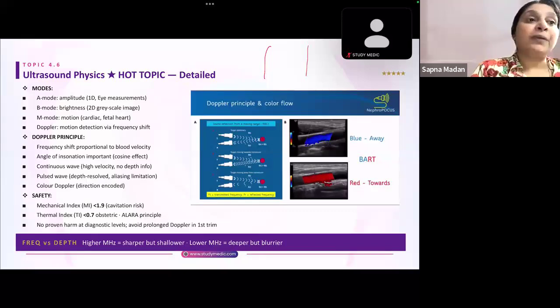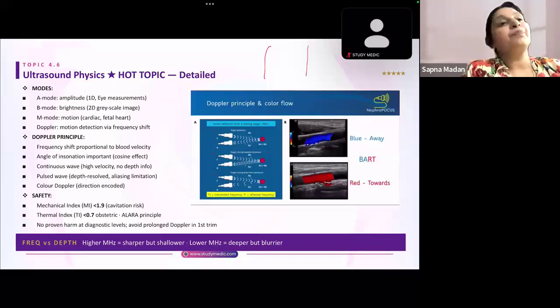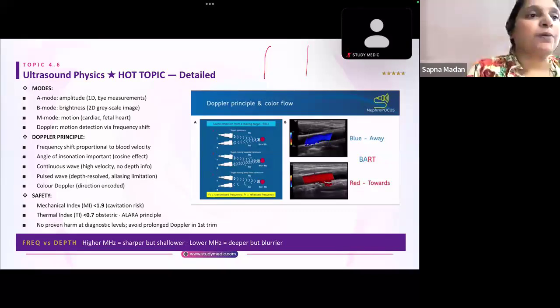So B mode is for brightness and it gives you a 2D grayscale image. M mode is of course for motion. You measure the fetal heart, or the adult heart also, in M mode. Then Doppler is motion detection via frequency shift. Okay, so the Doppler principle is that the frequency shift is proportional to the blood velocity.